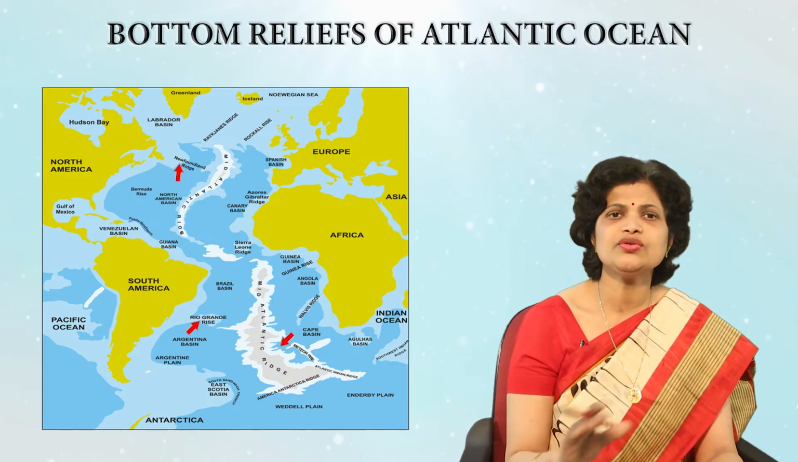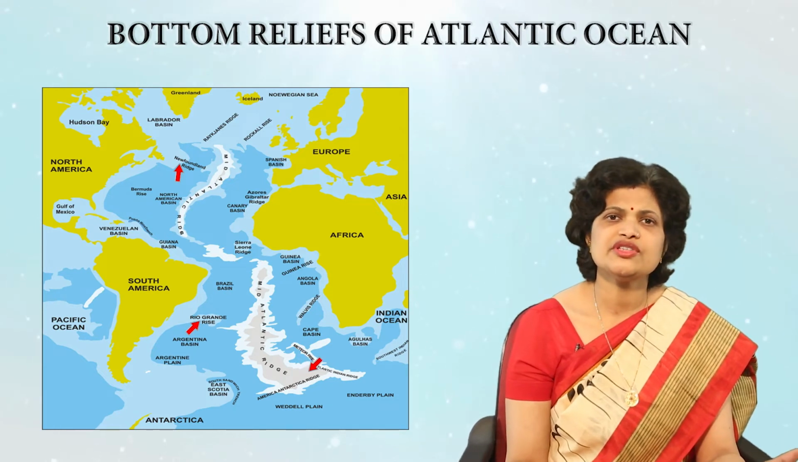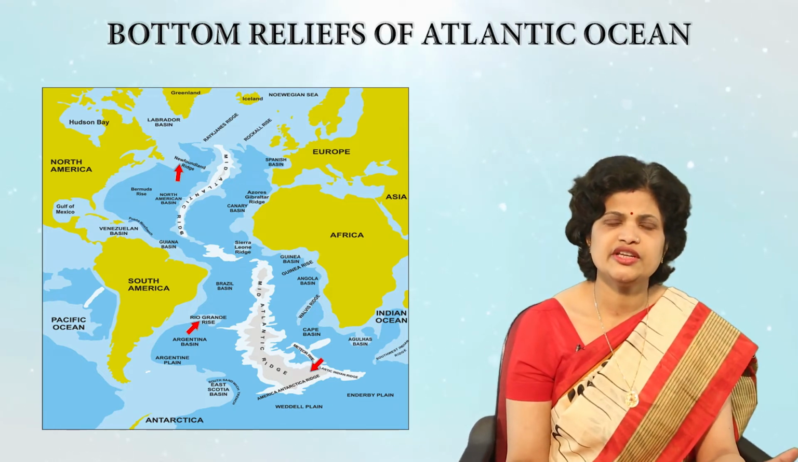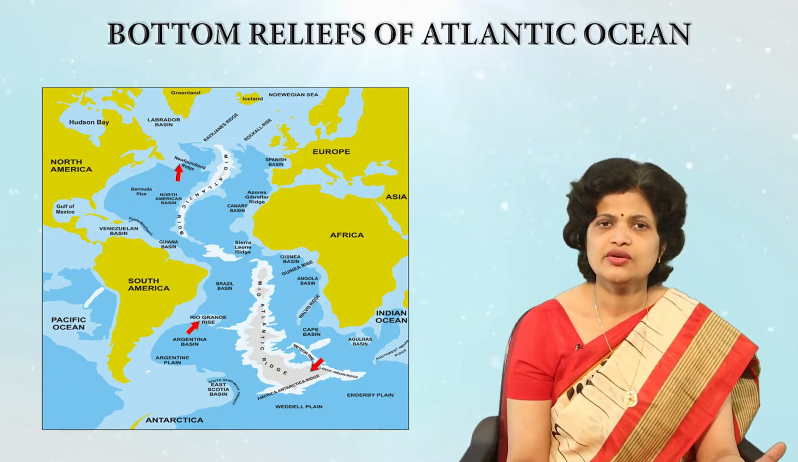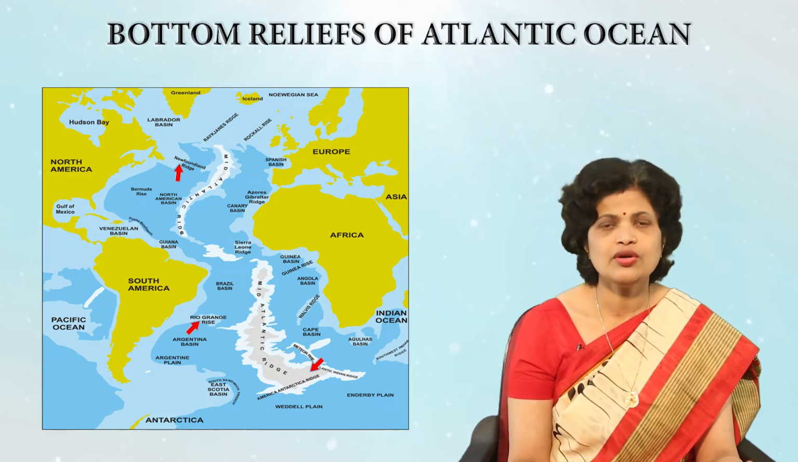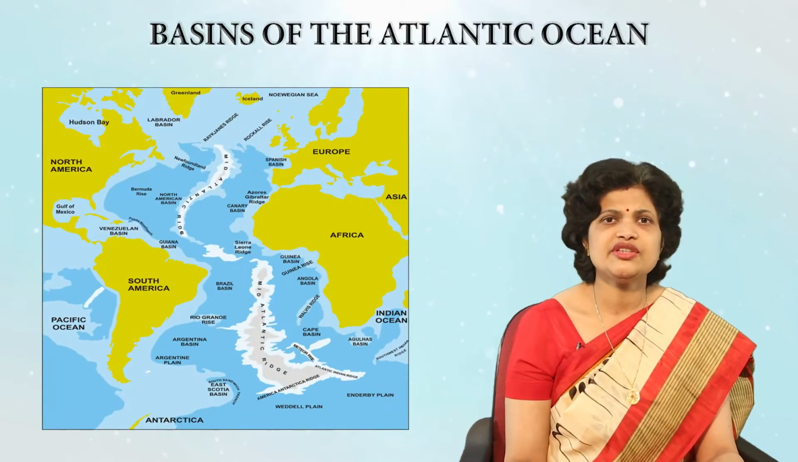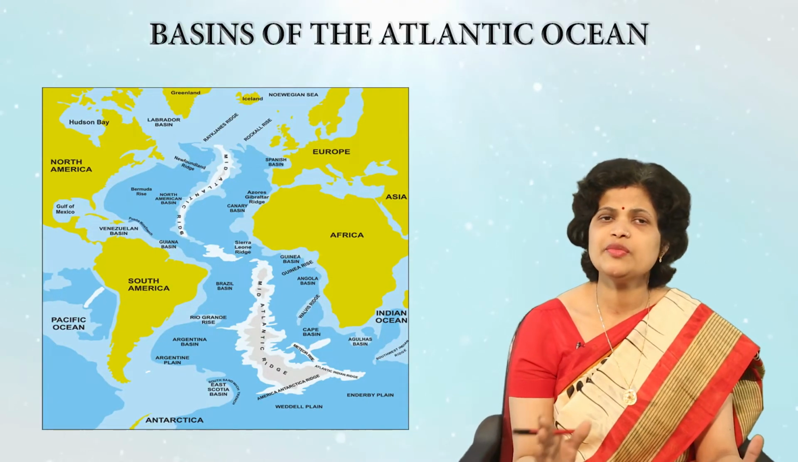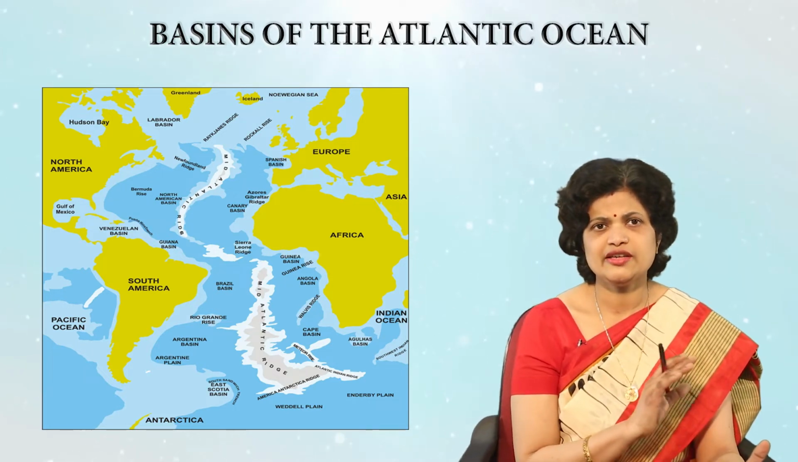So you can go through these figures in detail, and you can also search for some figures on the internet, and if you happen to come across some good figures or good maps, then you can locate all the ridges and all the basins. Now coming on to basins of Atlantic Ocean. The mid-Atlantic ridge divides the Atlantic Ocean into two major basins, that is the eastern and the western Atlantic basin.